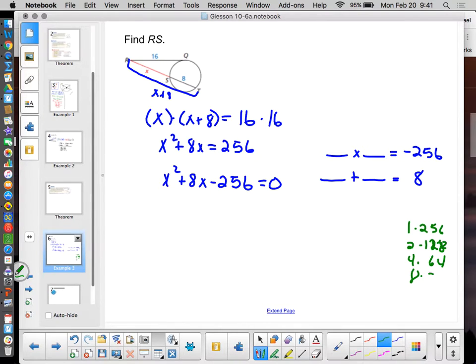256, 8, and 32 work. We're getting closer to an 8. 32 minus 8 isn't quite an 8, but we're getting closer. Okay, 16 and 16, that works.